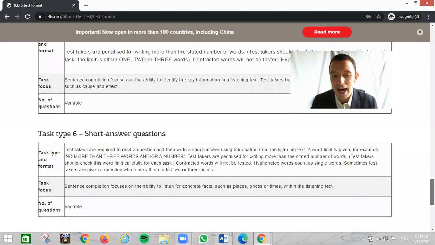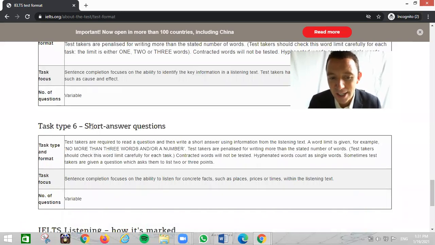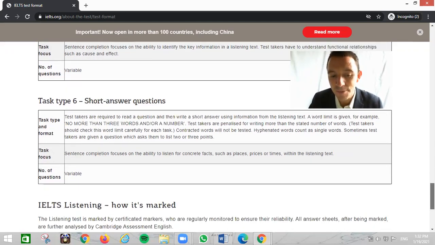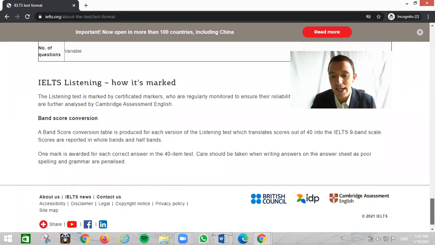Okay, and task 6, you have short answer questions. So read a question and write a short answer using information from the listening. Okay, and then they say there's a word limit of no more than 3 words or a number. So that's the possible options. There's 6 possible styles, and you have 4 different recordings. And in each recording, the number of questions is variable. I think approximately 10. Okay, and then that's the marking.